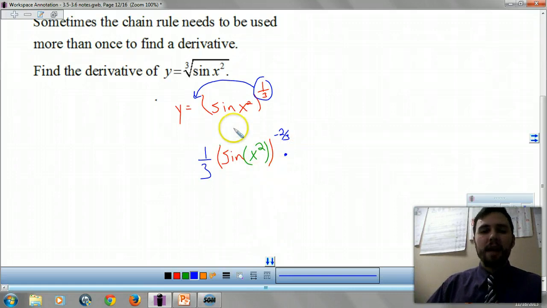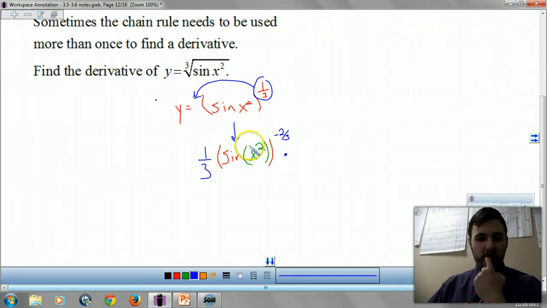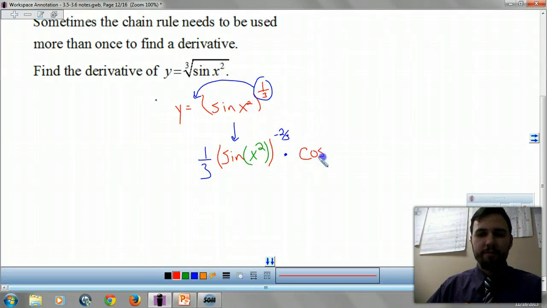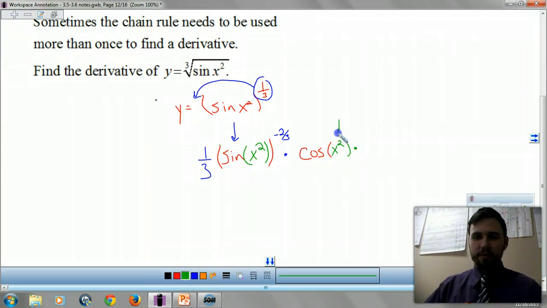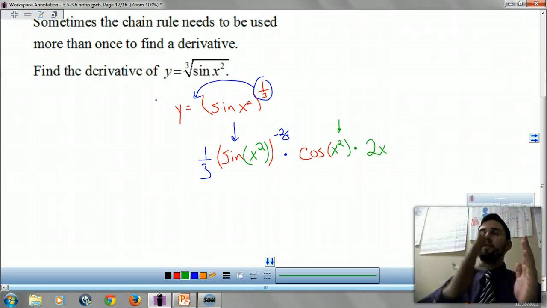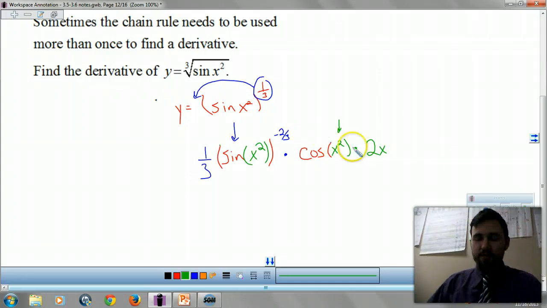Next, I'm going to need to times it by the derivative of the inside, which is sine of x squared. Derivative of sine is cosine, right? And again, we're going to leave that inside alone. But now we have to times it by the derivative of the inside again. The derivative of x squared is 2x. Do you see the chain? You just keep taking the derivatives of the pieces until you're done, because there's no inside part to this.